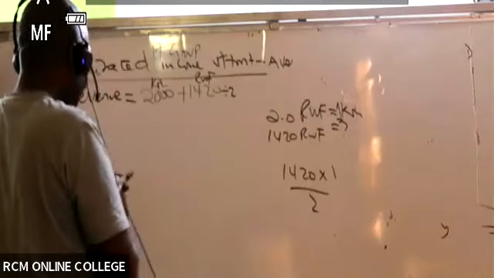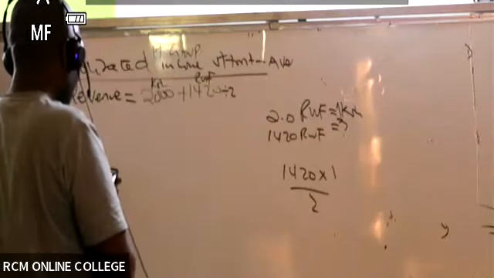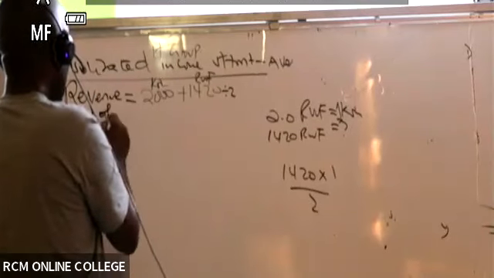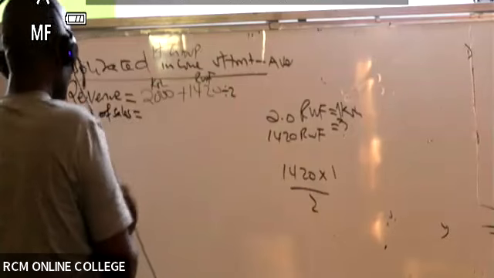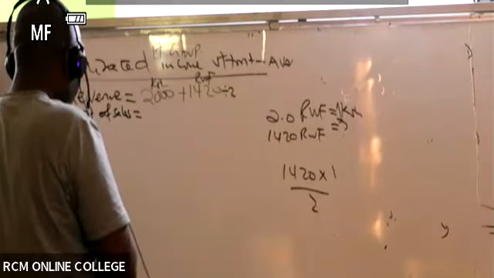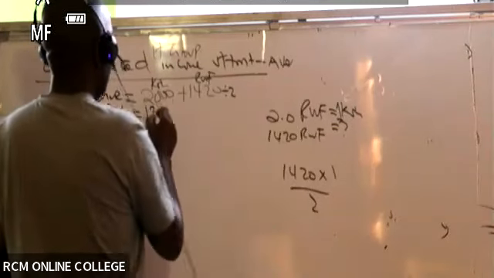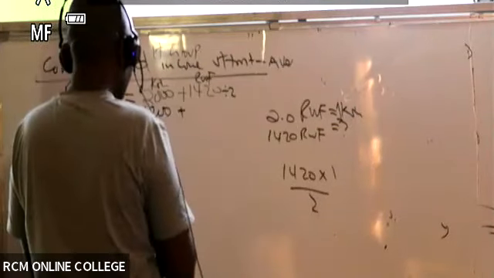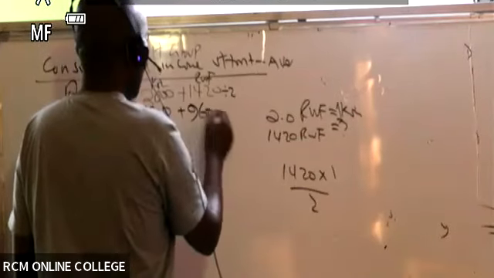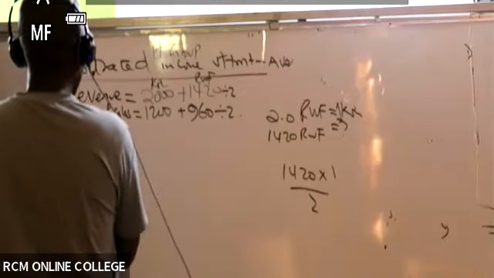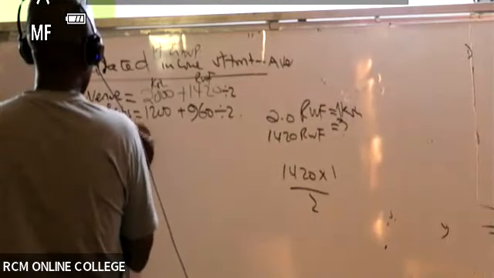From there, ladies and gentlemen, I can see that the next thing is the cost of sales. So what I have there for cost of sales is 1200 plus 960. I'll have to divide this by 2 because it's average throughout. I'll leave space for gross profit.